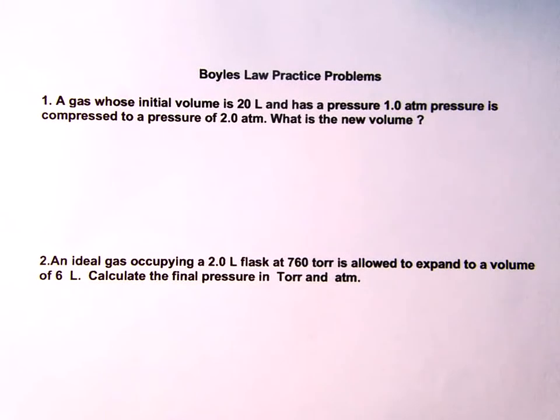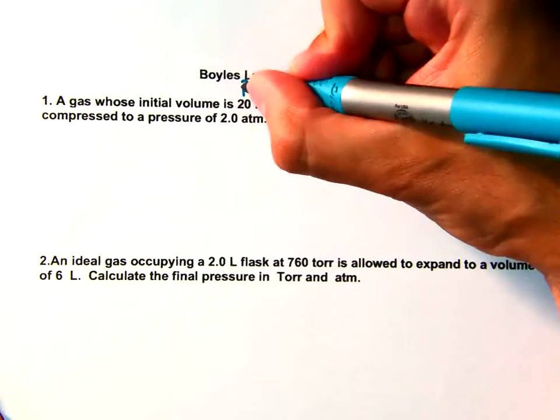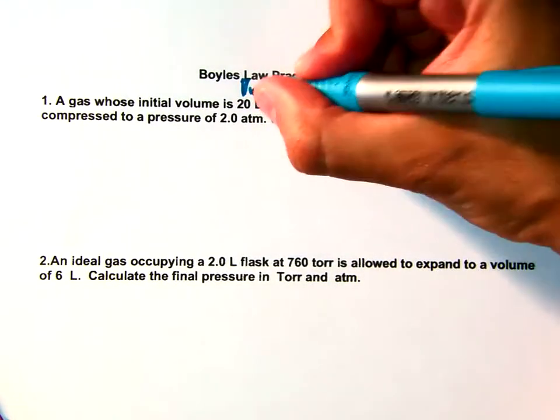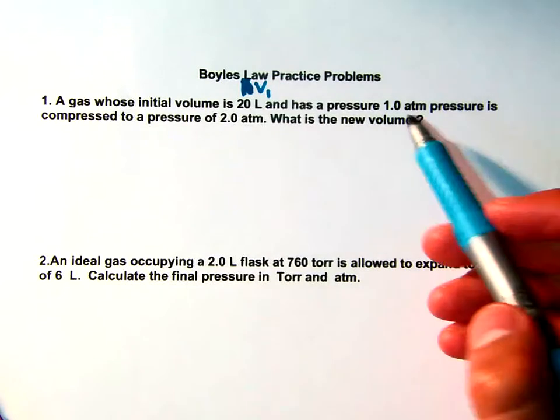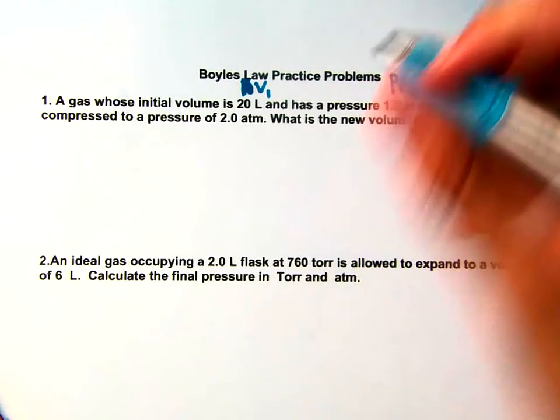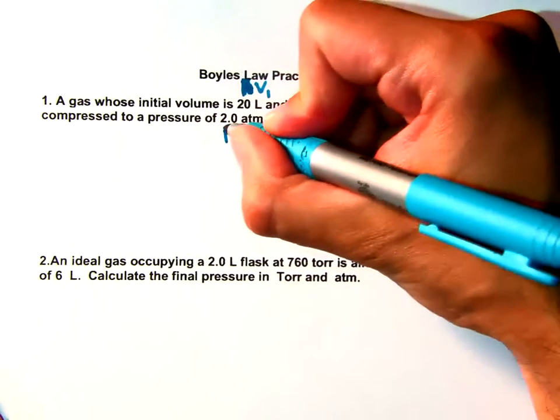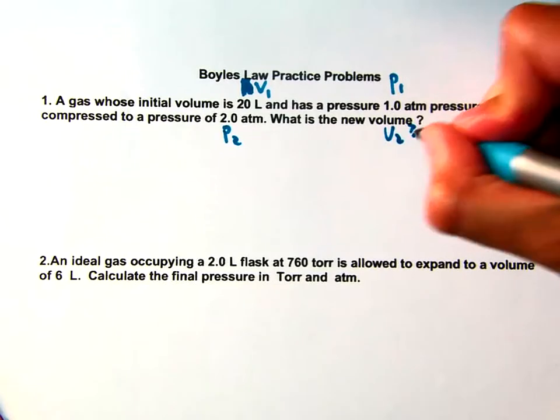So here's the first one. It says, a gas whose initial volume is 20 liters has a pressure of 1 atm, 1 atmosphere, and is compressed to a pressure of 2. So this will be my P1, and my V1, my initial volume. Let me rewrite that for you guys. V1 is my initial volume, and this is my initial pressure, my P1. I increase the pressure in that system. Well, if it has more pressure, then the volume must be lower, right? That's my P2. And V2, that's what I'm looking for.